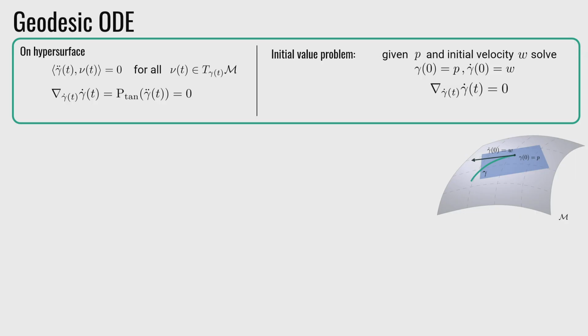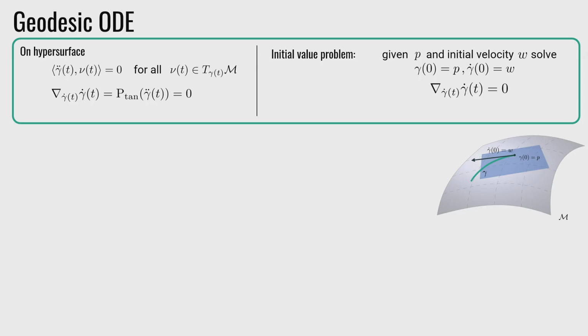And now we can formulate an initial value problem. So now we are not computing a geodesic as an interpolation between 2 points P and Q, but we start at a point P and we have a velocity W, and now we want to find a geodesic in this direction.